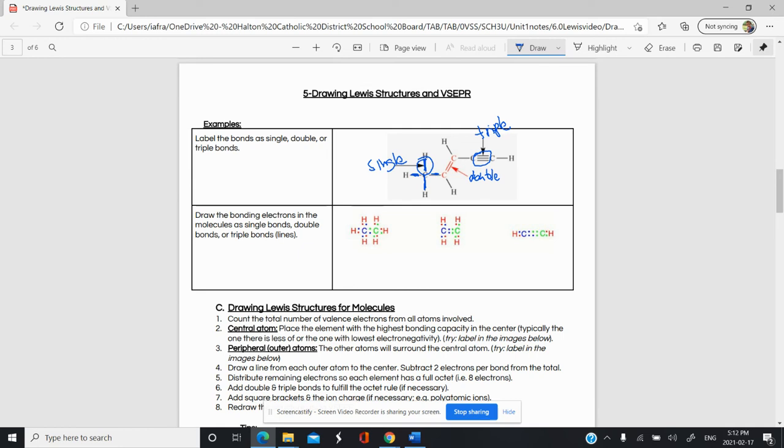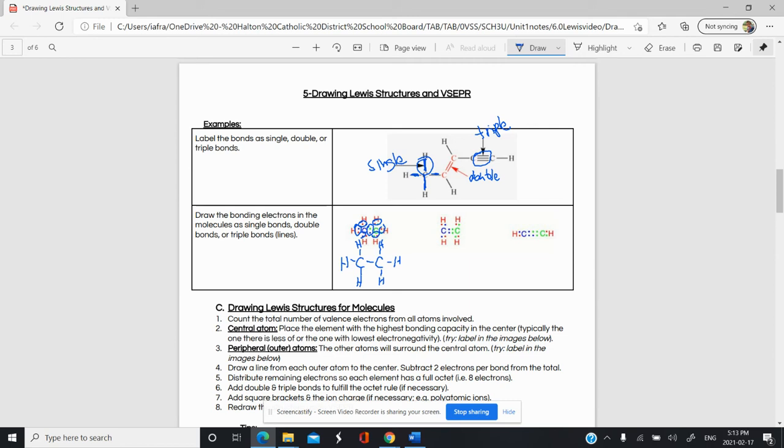And now we'll go off to the next question. We want to draw bonding electrons in the molecules as single bonds, double bonds, or triple bonds. So basically we want to replace the bonding electrons, the dots, with lines. So here we have two electrons being shared. And same thing over here. All those electrons are being shared, two, two, two. So between each atom, so we have hydrogen, two electrons there, we'll put a line. The bottom one has two electrons, we'll put a line. In between the two carbons is two electrons, we'll put a line. We have a line over here, a line over here, a line over here, and a line over here.